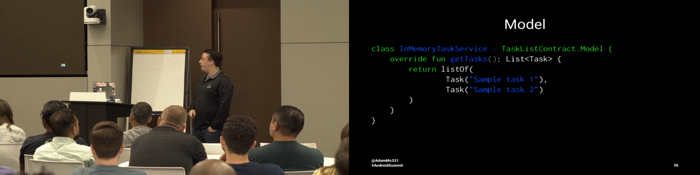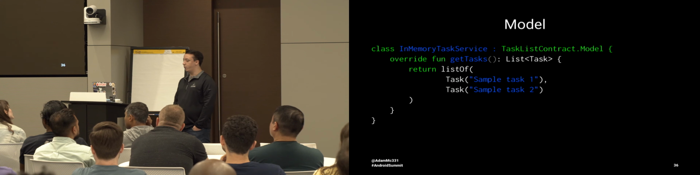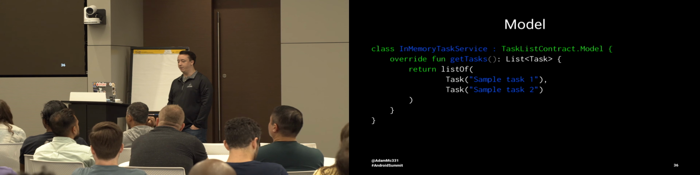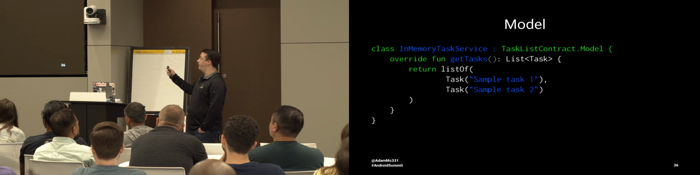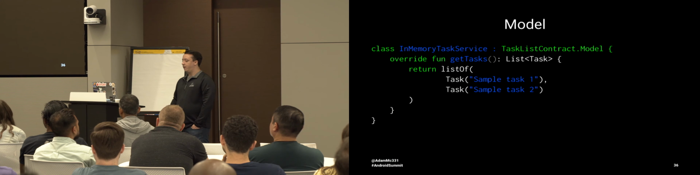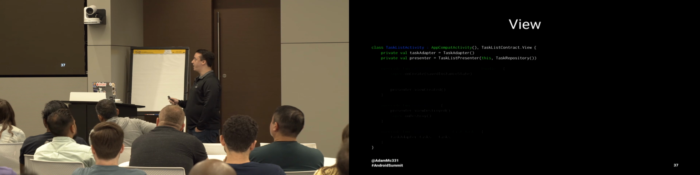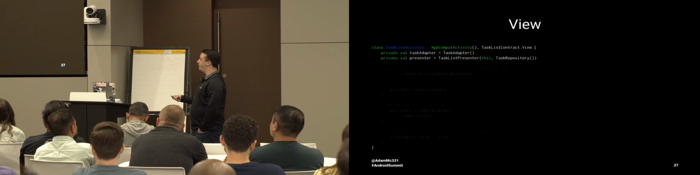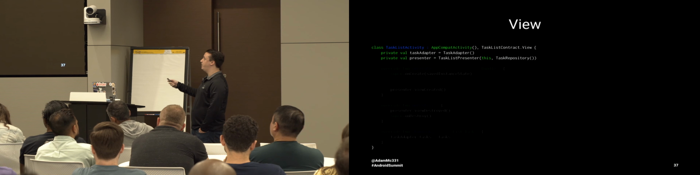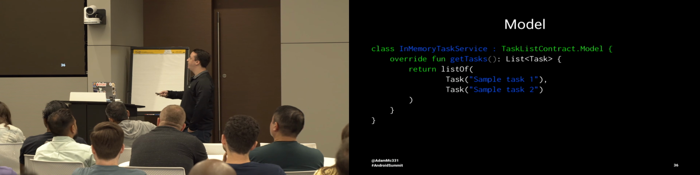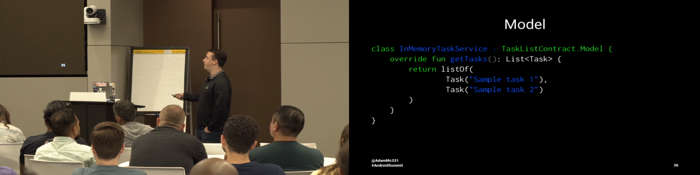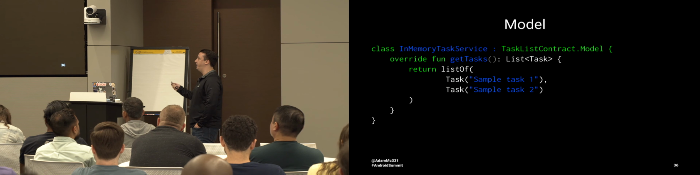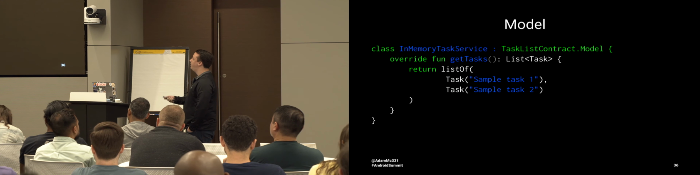The implementation is relatively straightforward. So here I've created an in-memory task service that just returns some sample tasks. We notice it extends our task list contract.model interface. The view looks complicated because there's a lot of code, but basically we have an activity. Notice the view has a reference to the presenter. I should go back. The model doesn't really reference anything. The model just does what it needs to do. It actually has no knowledge of a presenter or a view.